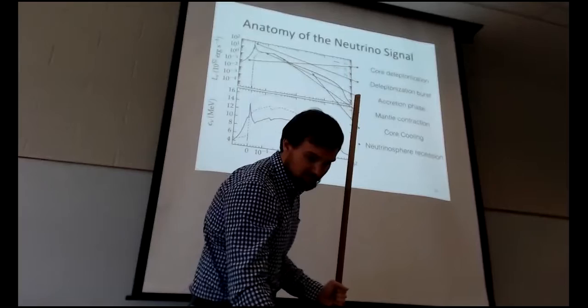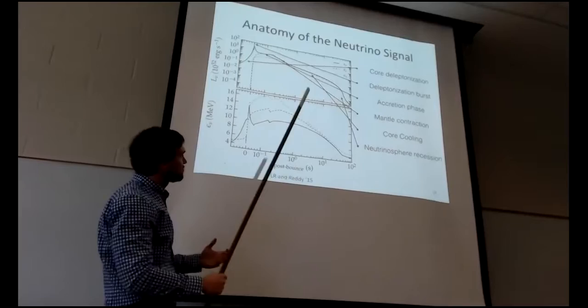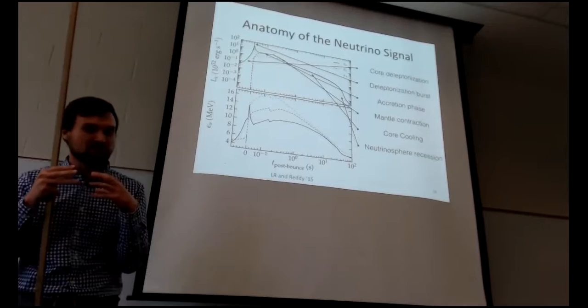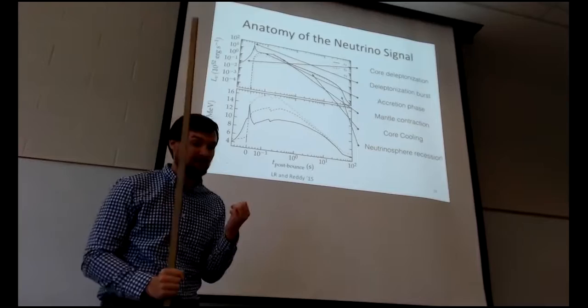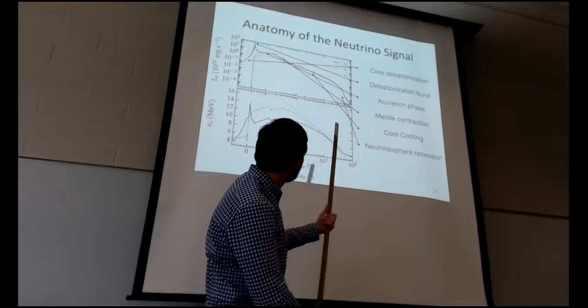And then eventually, at the very latest times, you see this very rapid drop off. That is when the neutrino spheres, the emission surfaces of the neutrinos, start to contract into the protoneutron star. Because you have this r squared times T to the fourth dependence of luminosity, you see a rapid reduction in the neutrino luminosity. And you also see some turnover in the average energy.